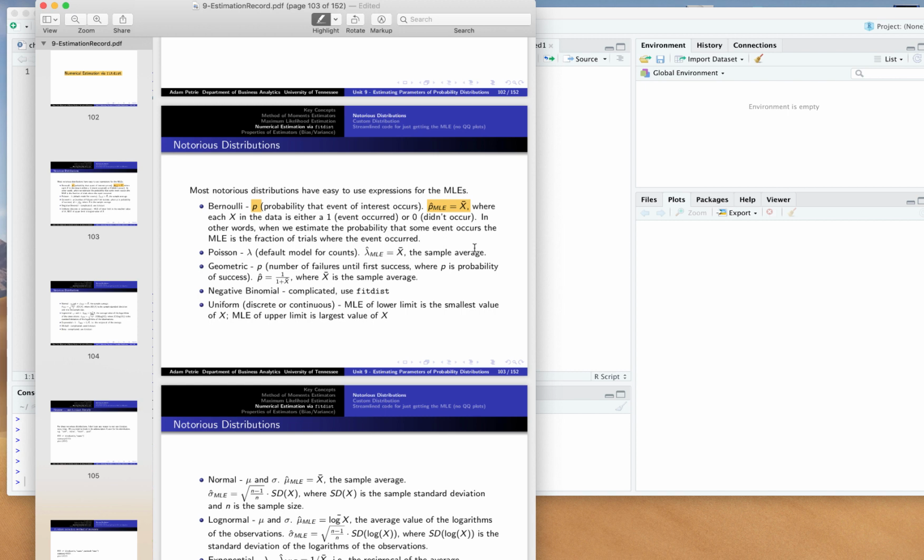For the Poisson distribution, well, there's a simple rule as well. If you want to estimate lambda for a Poisson, just take the sample average. The methods of moments and maximum likelihood estimator agree.